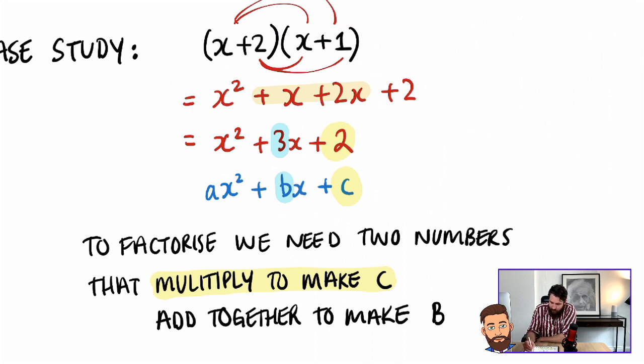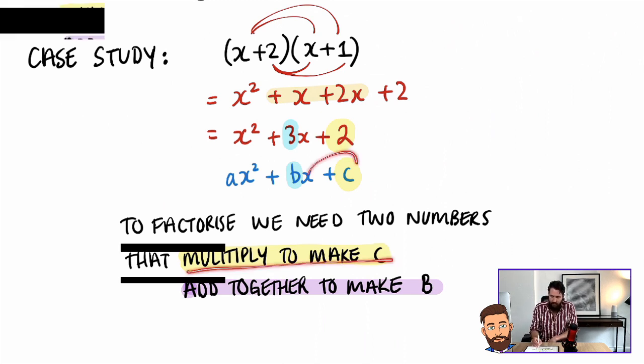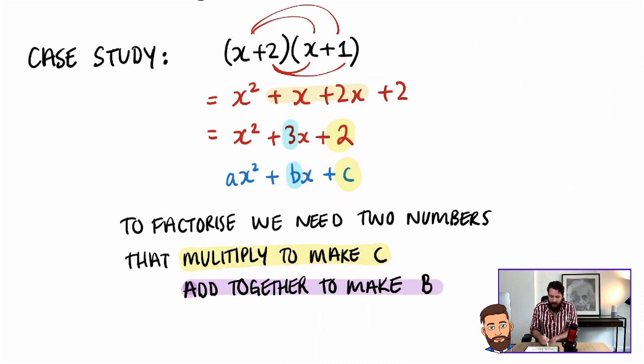And that is it. If you can remember that when factorizing quadratics, you're going to be able to do them no problem. So what do we need? Just to recap, we need two numbers. Obviously we need the x. We need the x and the x to make x squared. The tricky bit is, what are the two numbers that I need? Well, if you can remember that they need to multiply to make C, which is the bit on the end, and add together to make B, which is the bx, the coefficient of x, you're going to be able to do it.